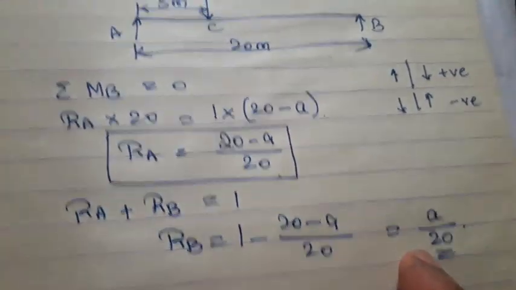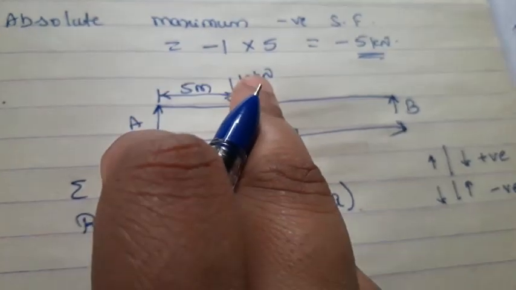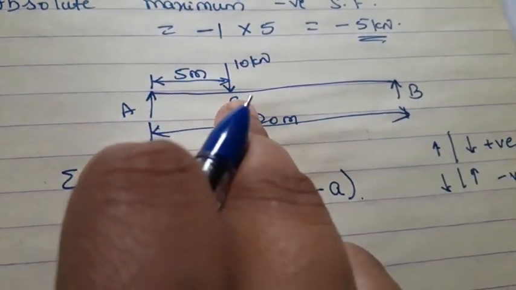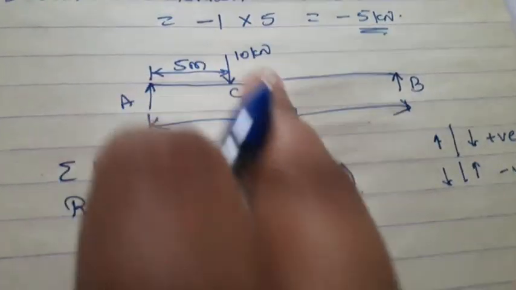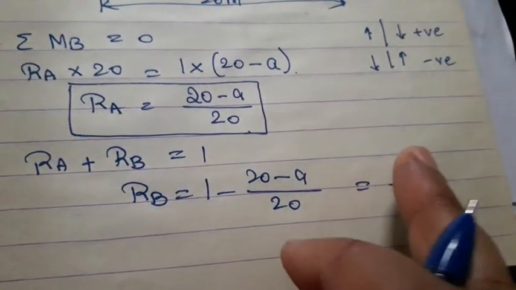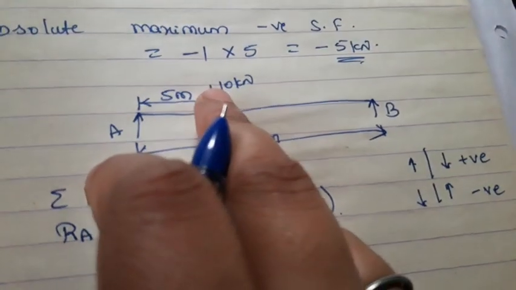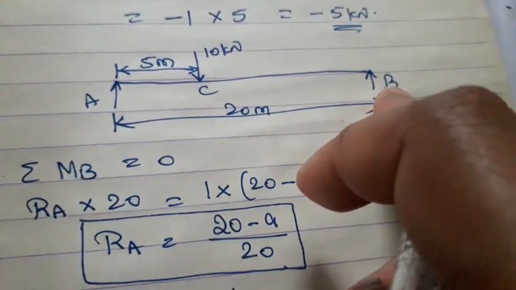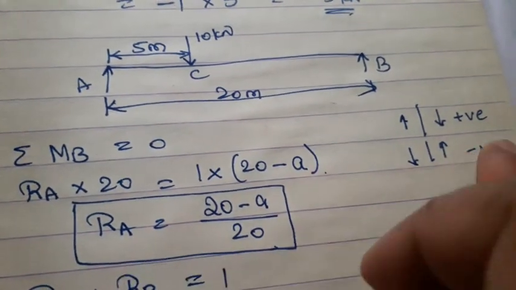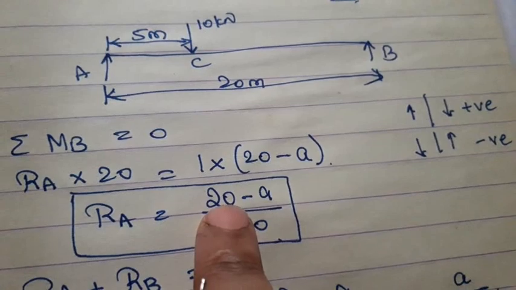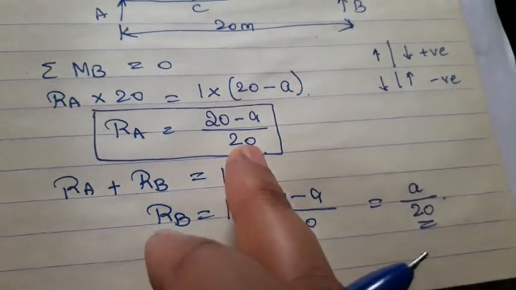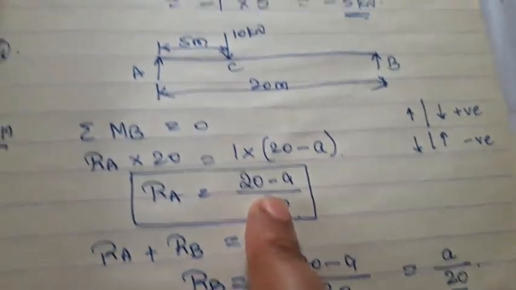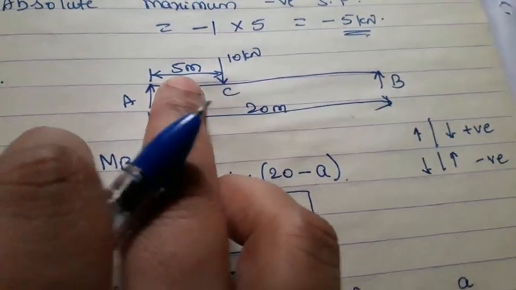Now this 10 kilonewton load, which is a moving load, when it is in the portion AC, then the balancing reaction RB will be in the downward. So RB is considered as minus A by 20. When this 10 kilonewton load moves from AC portion to CB portion, then the balancing reaction RA, which is positive, will have the formula 20 minus A by 20. So this is how we consider. This will be minus A by 20 and this is 20 minus A by 20. And in this particular problem they have given A as 5 meter.